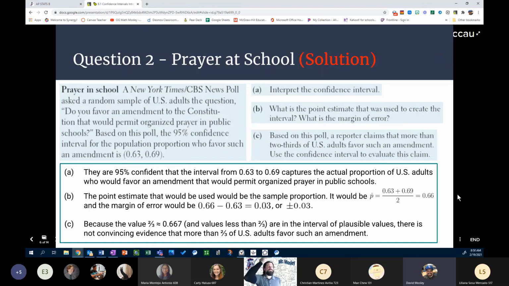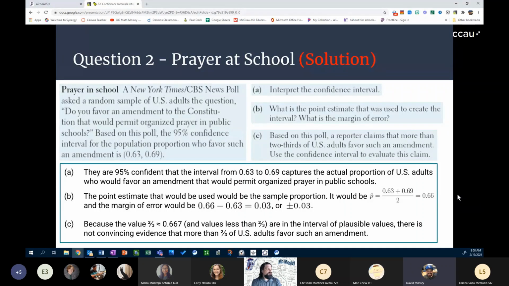So on this slide here, we have our solutions, right? Now, it is important when you interpret the confidence interval that you write a statement saying the percent of confidence and what the interval is. Just giving the interval doesn't give us any other information than what was provided in the context. That does not answer the question. You have to give the statement.